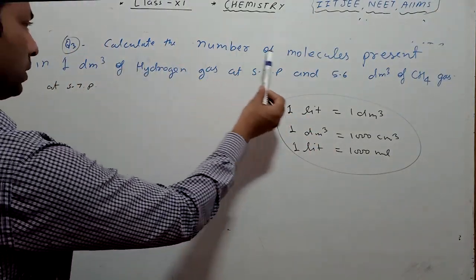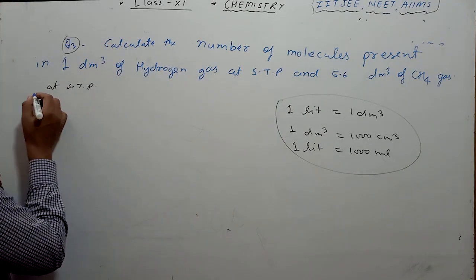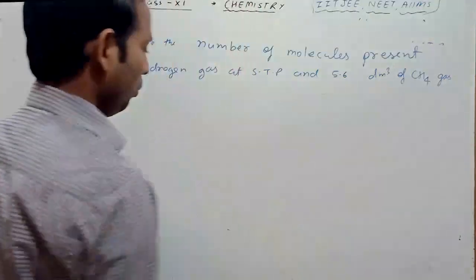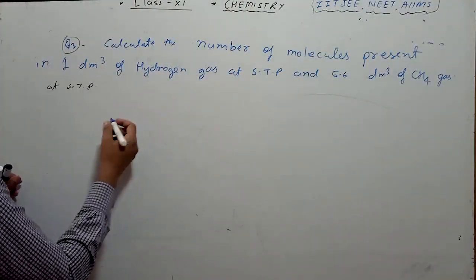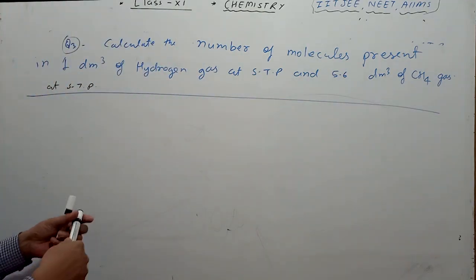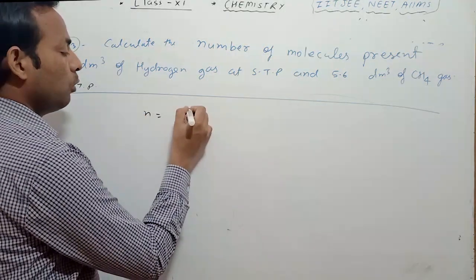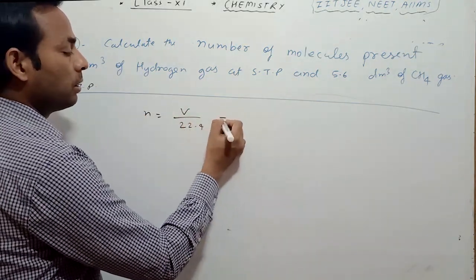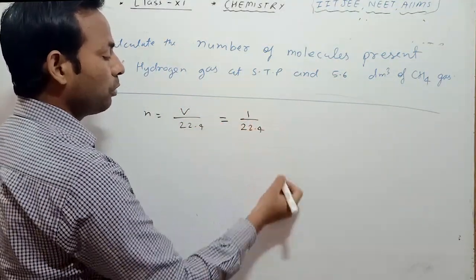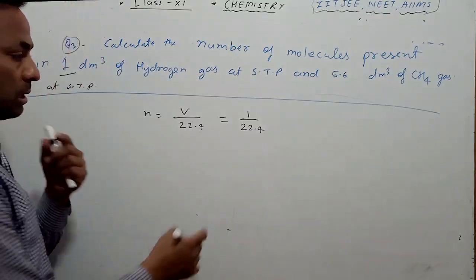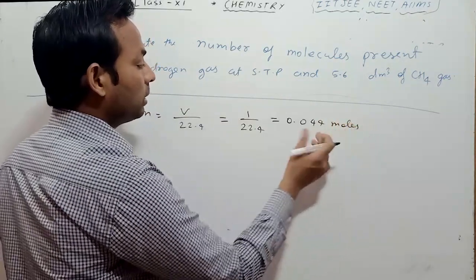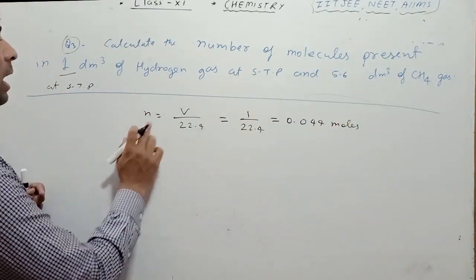So to calculate the number of molecules, first we have to calculate the number of moles. Look here, 2 questions are there. First, 1 decimeter cube of hydrogen gas. So number of moles equals volume upon 22.4 liter. The volume given is 1 decimeter cube or 1 liter, so 1 upon 22.4. So this is the number of moles. After dividing, this value will be 0.044 moles. So this is the number of moles of hydrogen gas.